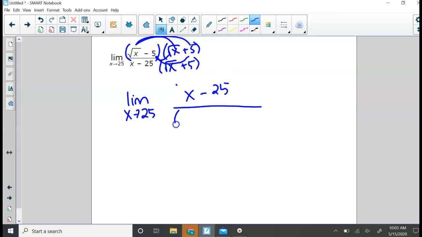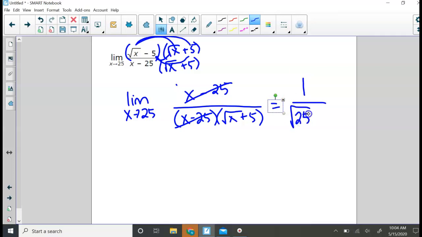And so here, we'll have x minus 25 times square root of x plus 5. Right, and our x minus 25s can cancel. And at this point, all you've got to do is plug in your 25. So you're going to have 1 over the square root of 25 plus 5. And square root of 25, of course, is 5. So we get 1 over 10 for our answer here. So that is how you rationalize a limit so that you can cancel and solve.